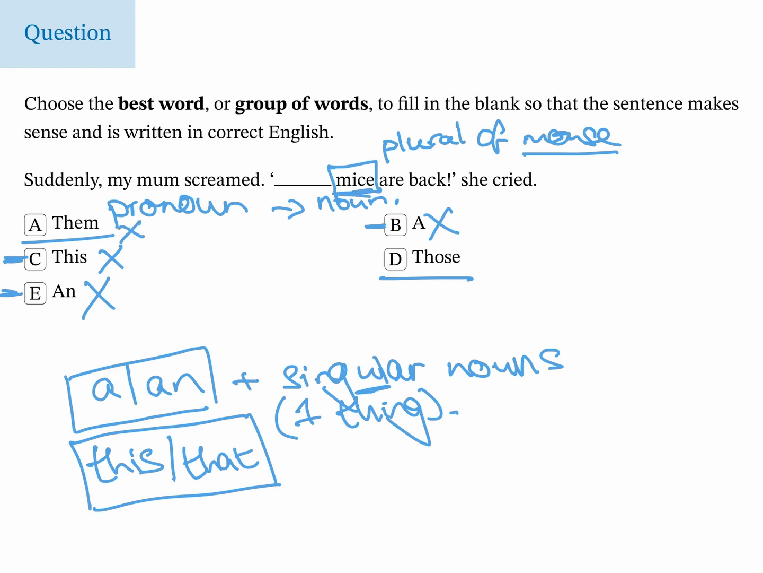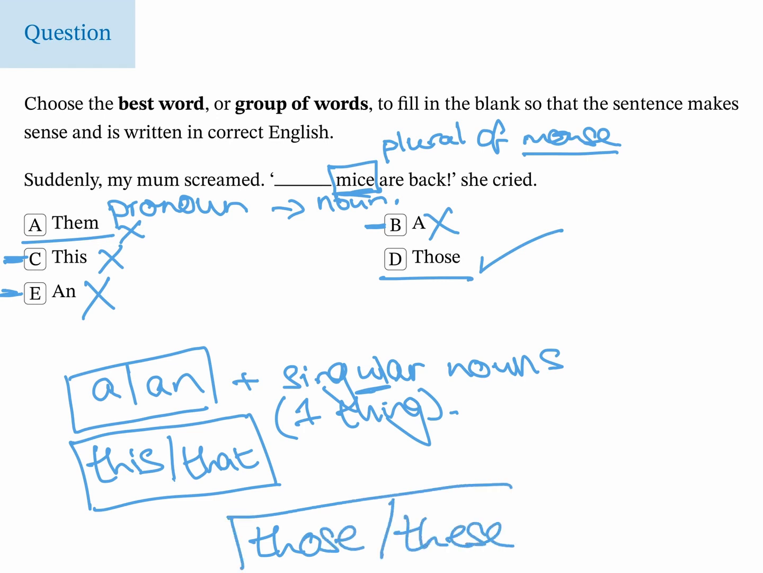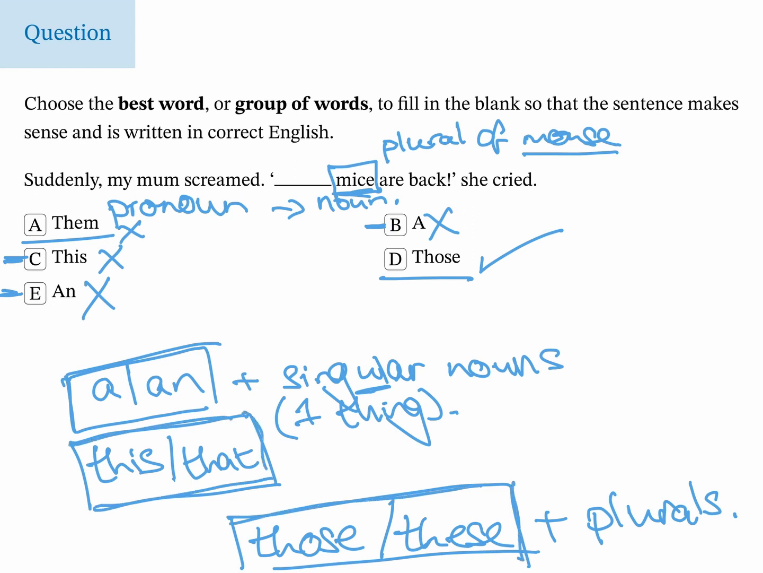Excellent. Well done, you guys. So you got that correct. So those or these determiners, these are the ones that we can use with plurals. Okay, so this is another common thing that is tested, and these words will be tested against each other. A and this, that, those and these, but only these ones, those and these, can be used with plural nouns.